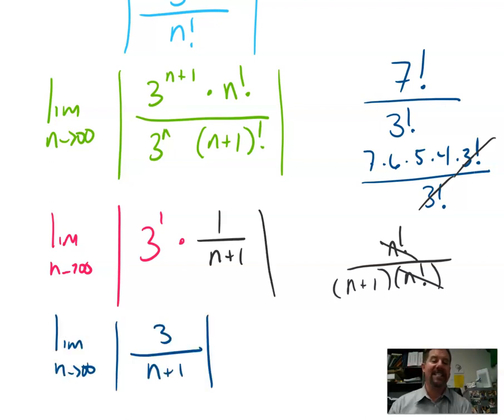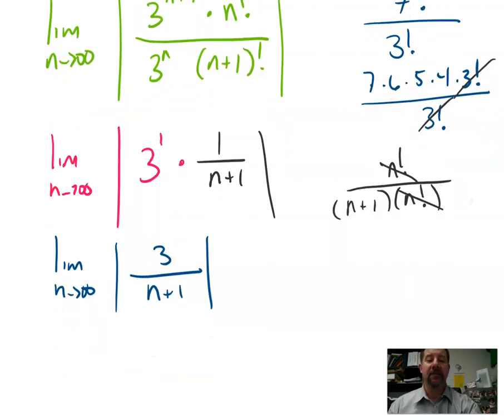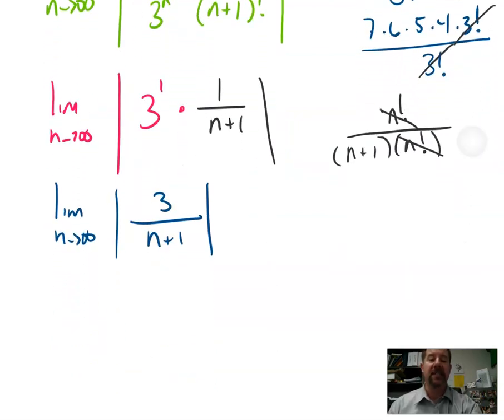So a little work in simplifying there, a little algebra and everything. But when we finally do get it simplified, our ratio test simplifies to the limit as n approaches infinity of 3 over n plus 1. And now as that goes to infinity, the bottom's going to go to infinity, and this whole limit is going to go to 0.